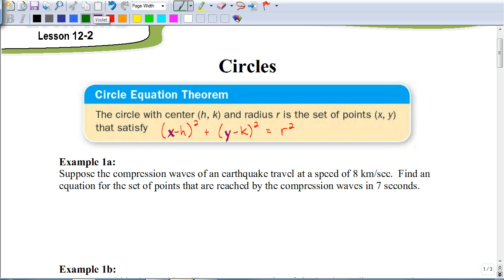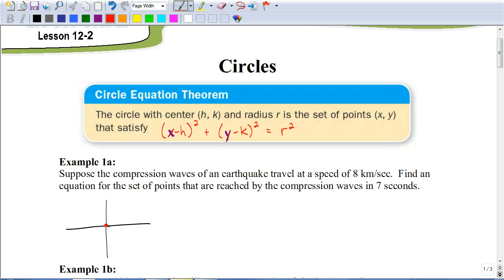So suppose the compression waves of an earthquake travel at a speed of 8 kilometers per second. Find an equation for the set of points that are reached by the compression waves in 7 seconds. Well, they don't say anything here about the center of the circle. So if they don't mention it, we can use the origin (0, 0) as our center. In an earthquake, we call the center the epicenter, because that's where the earthquake would have originated from.